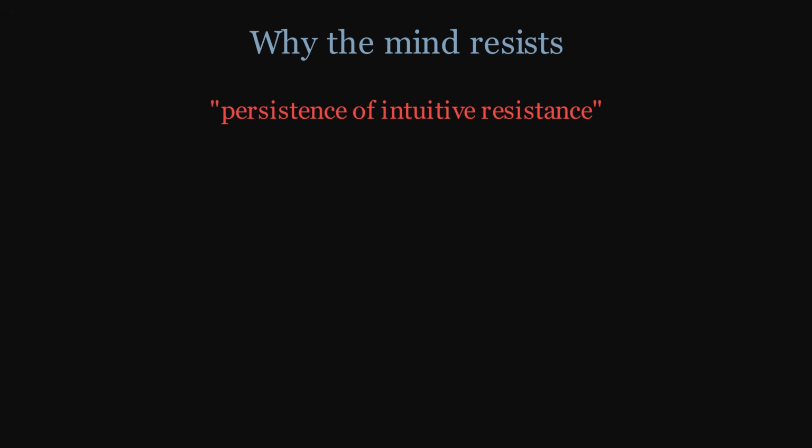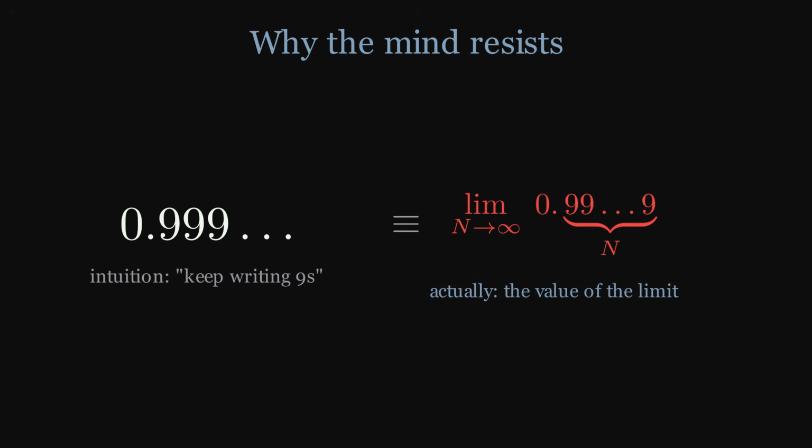The first thing going on is that the human mind, when it sees 0.999 with dots, naturally interprets this as a process rather than a result. A process of writing nines forever. The process never ends. Therefore, the value, the mind concludes, never quite reaches 1. But the decimal notation is not a process, it is the result. The dots do not mean keep writing nines. The dots mean the value of the corresponding limit. That limit is 1. The dots are shorthand for a completed mathematical object, not a future computation.